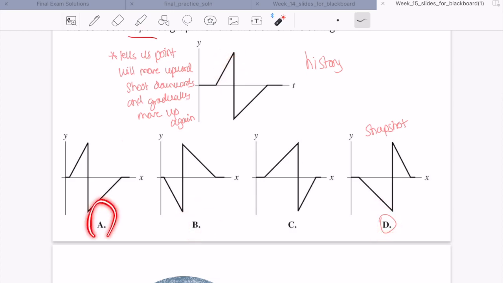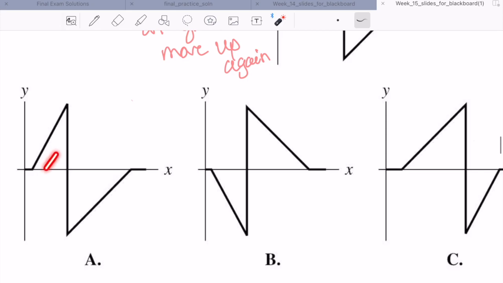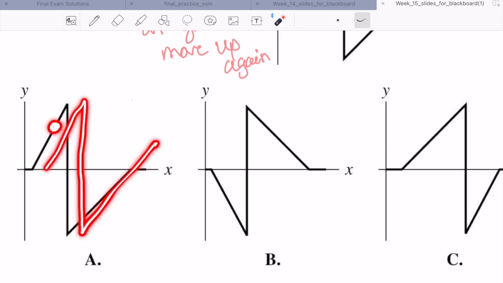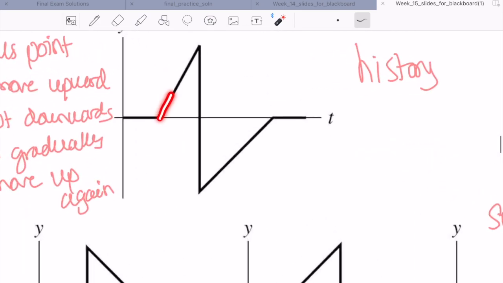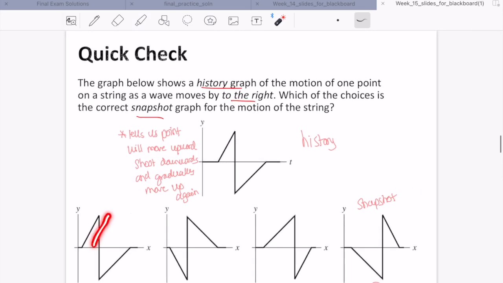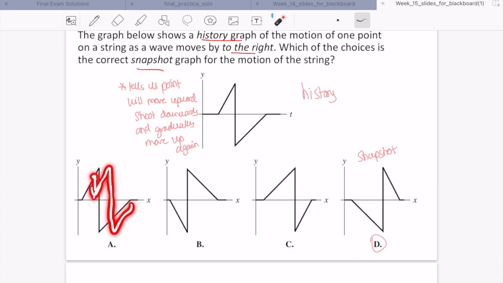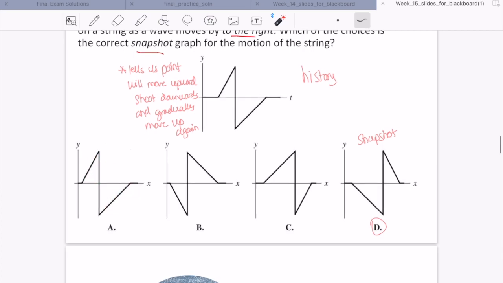If I look at A and C, if I shift this over like that, if this was my green bead, and this is my T1, what happened to my bead? It moved downwards, right? So that eliminates A and C because I have to see an initial movement upwards. If I shift them over like this, I see that I move downwards, right? It has to reflect the movement, right?